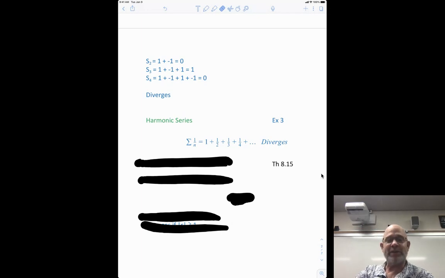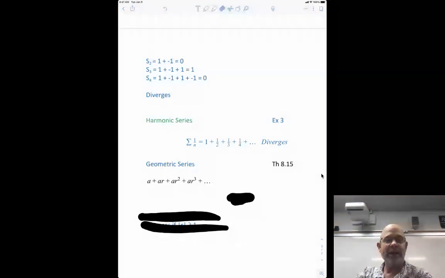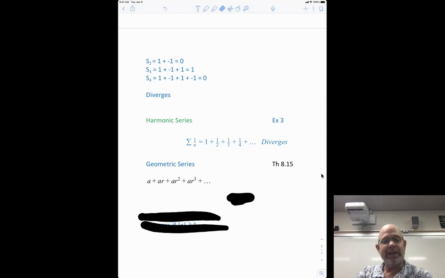And this next one is theorem 8.15. This is the old one you've done before. This is a geometric series. You did this in Algebra 2 honors. It's any series that's formed by multiplying the terms over and over and over by a certain number. So it's called a common ratio. I don't know if you remember that. R is the common ratio.